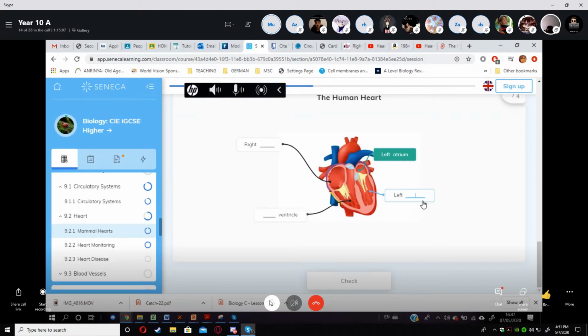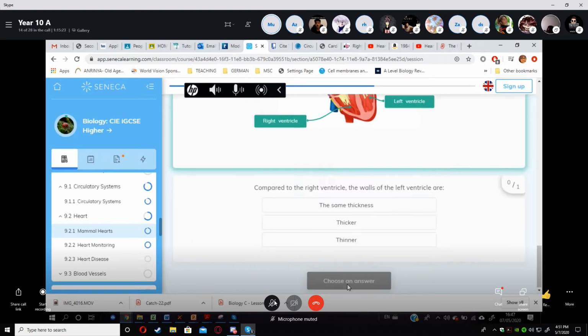Daro, what is this? The left ventricle. Right. And this one is the right atrium, and this one's the left ventricle. Good job. Better late than never. All right, Mustafa, thank you.